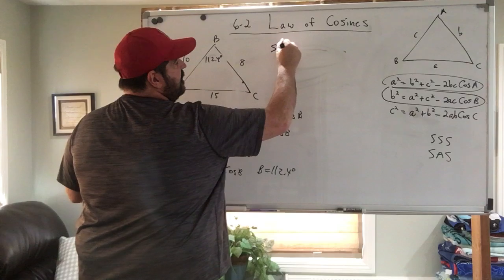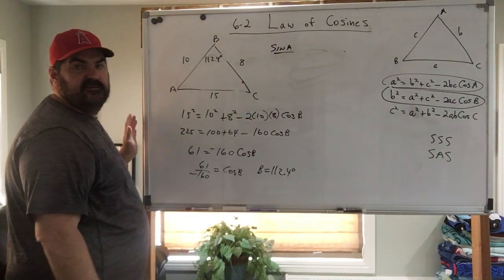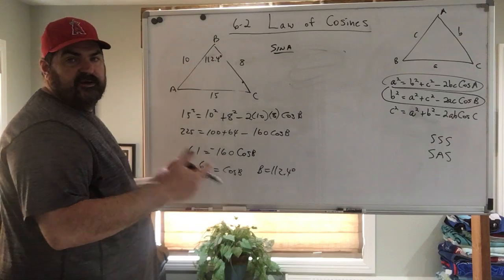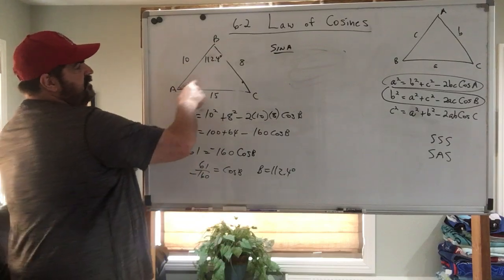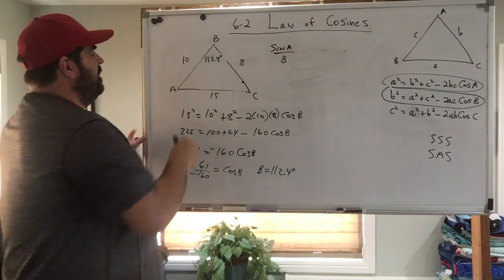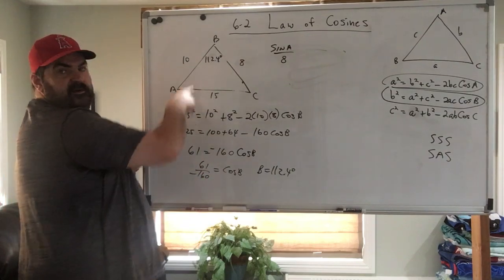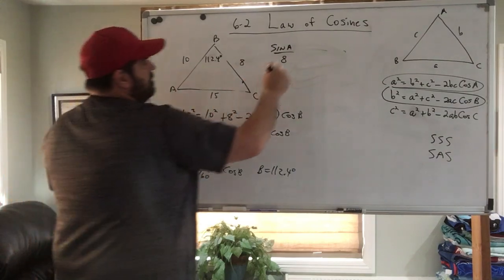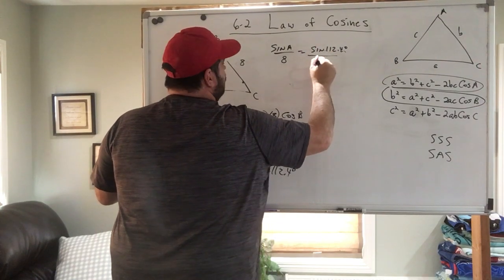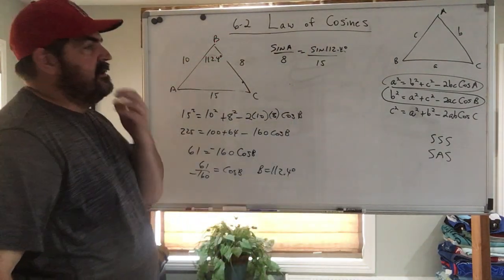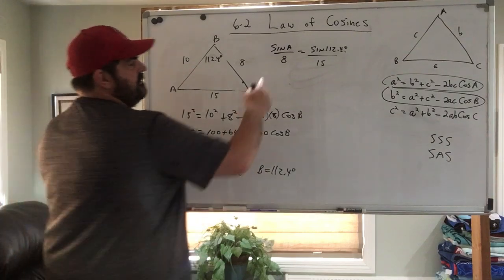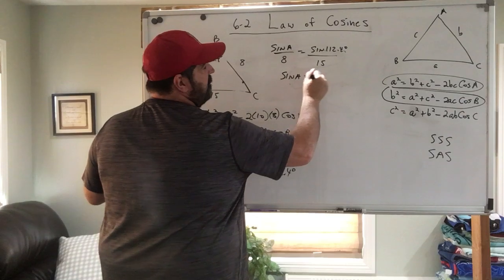So I gotta do sine of A, so I'm gonna do law of sines. Again, I could do law of cosines if I feel like it, a little harder the second time maybe, but sine of A over 8. Again, I put angle over the side, and this is the pair I know. I know the angle and the side. So sine of 112.4 over 15. All right. So solving for sine of A, I multiply by 8.